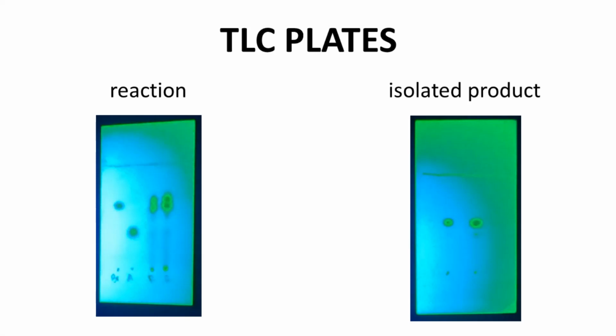Here are two TLC plates. The plate on the left is the reaction. On the far left is the halide starting material. The second lane is the aniline starting material. The two right lanes are different concentrations of the reaction.